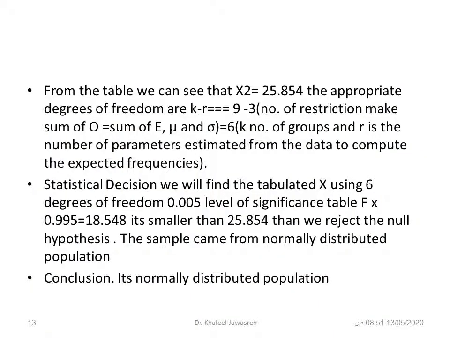From the table, we can see the chi-square value equals 25.854, as you saw previously. The appropriate degrees of freedom here are K minus R, which is 9 minus 3. K is the number of groups, and R is the number of parameters estimated from the data to compute the expected frequencies. Mu and sigma, so R equals 3 here. In this case you do need to understand the K values and the degrees of freedom. So we have six degrees of freedom.